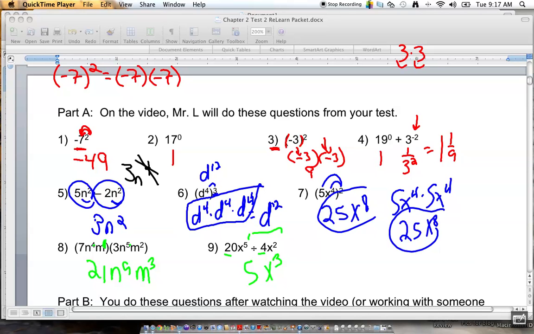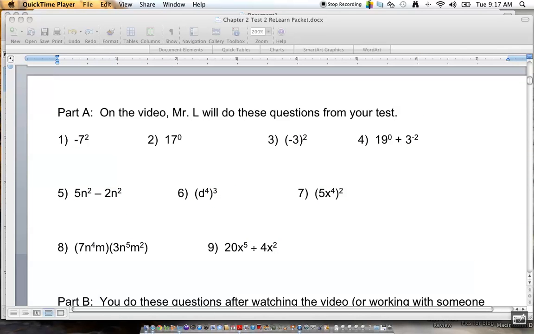And now that we're done with part A, you should go to part B. Get part B done. They're exactly like part A. And then do not do part C until you show me part B. All right? So there's the first section of the test. We're getting better, but we need to be better yet.